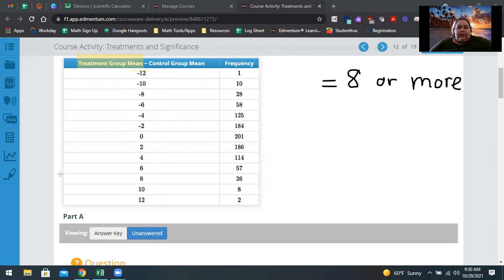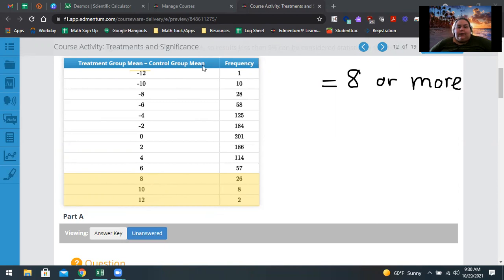Starting right here, we have our value of 8. And again, we're going to consider 8 or more, so that's including our 10 and 12. Everything above this that's not highlighted is technically 8 or less. Now, this happened 26 times for when it was 8, then when they had a difference of 10, that happened 8 times, and then 12, that happened 2 times.